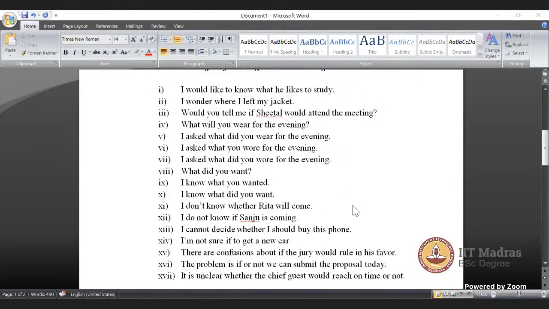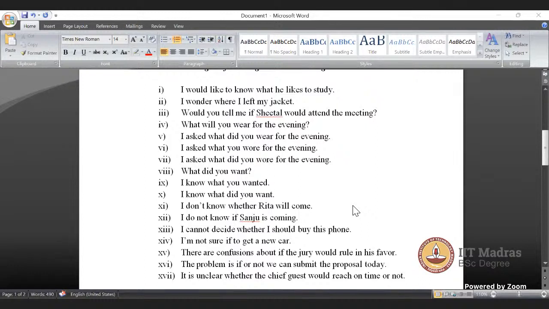How about 10? I know what did you want. Now this is similar to the one which we already discussed. This is ungrammatical, right? Correct, because again, it is a direct question, and this sort of formulation is not allowed there. Right. The 11th one.